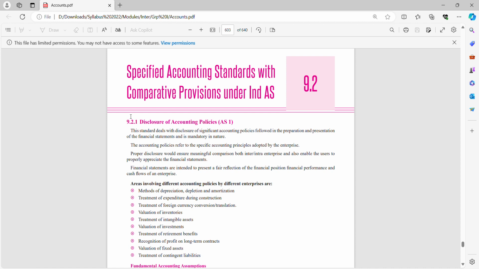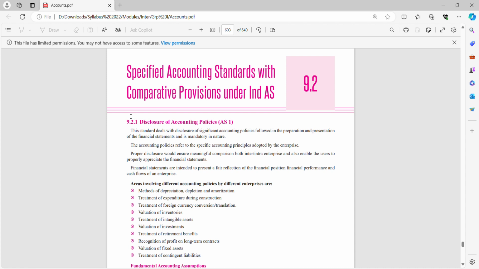So we have a set of accounting standards, and these will help us to go for comparison and to take many decisions. The first standard is related to disclosure of accounting policies. So what is this standard about? This standard is about disclose everything. Whatever you are doing, whatever smallest changes you are making, you disclose that change in your financials.